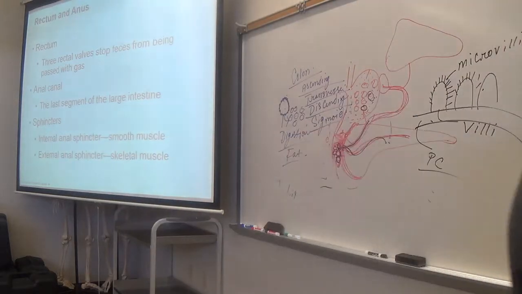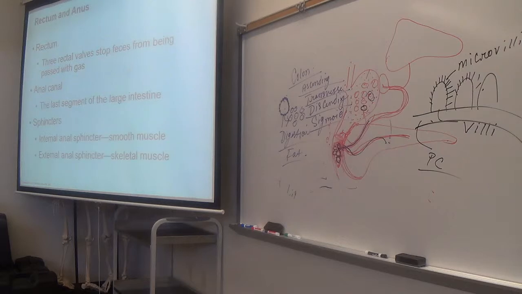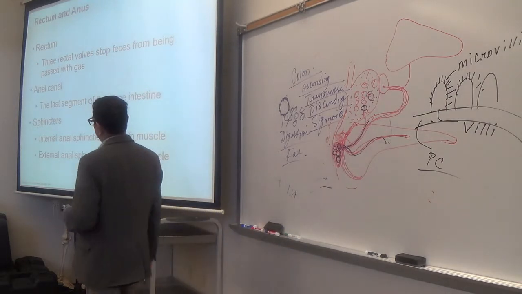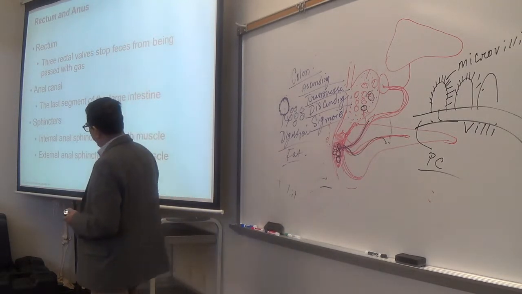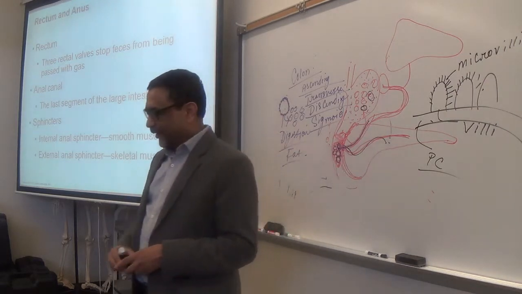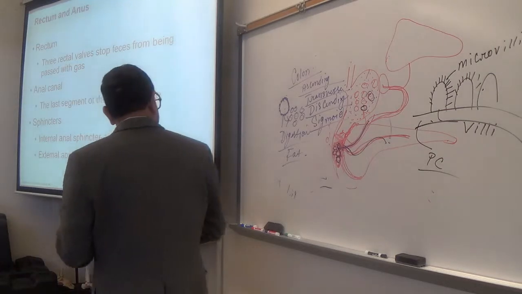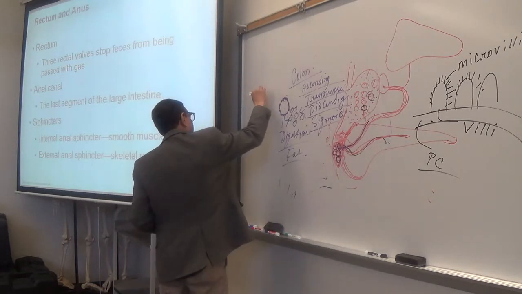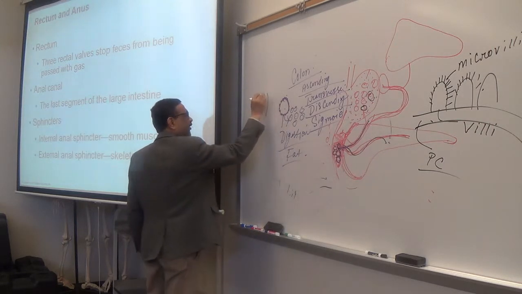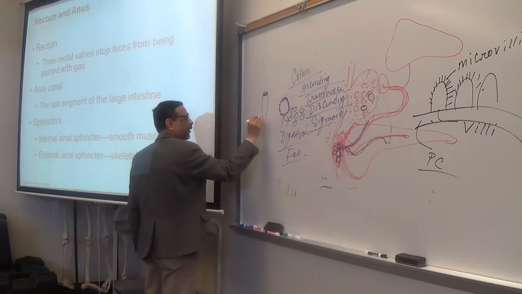Okay. Rectum. Rectum is a part of large intestine, and anal canal is the last part of the large intestine. And in anal canal, you have two sphincters. This is important to know that in the last part, the canal, you have two sphincters. One is here, and this is the outer one.